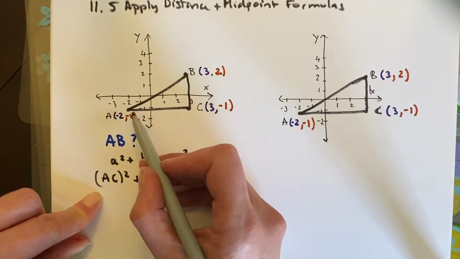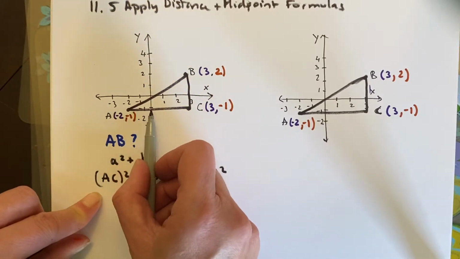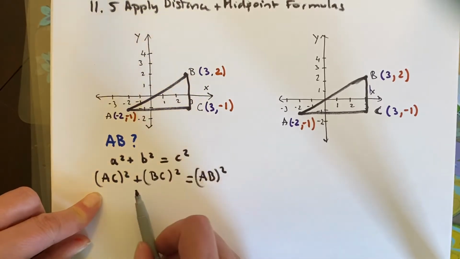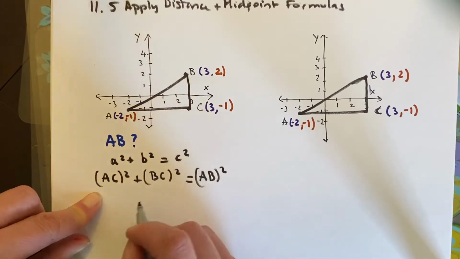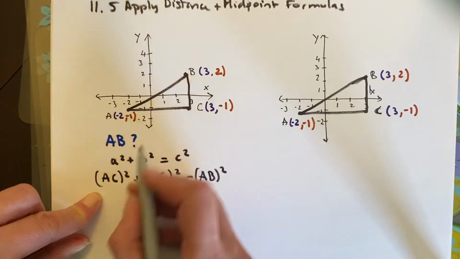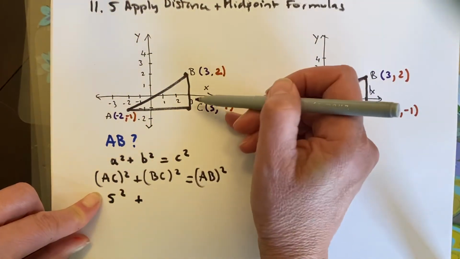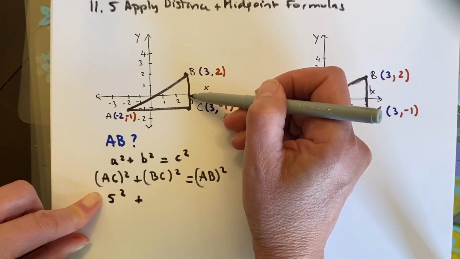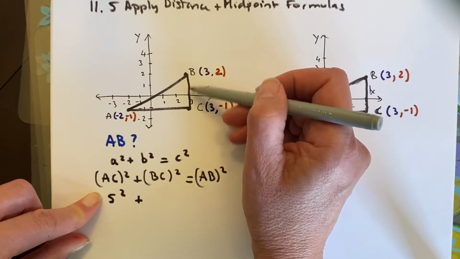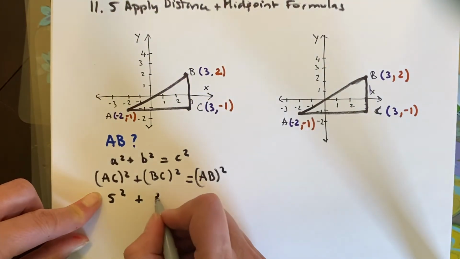Well, AC, I could just count. I can go 1, 2, 3, 4, 5 and find out that that number is 5. And that's what I'm going to do on this side because I can easily just measure. And BC, I can also count from -1 to 0 is 1, and then from 0 to 2 is 2 more units, so total is 1, 2, 3 units.